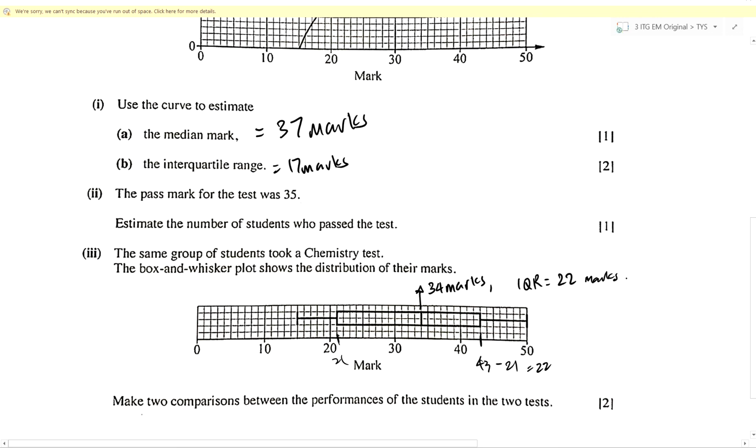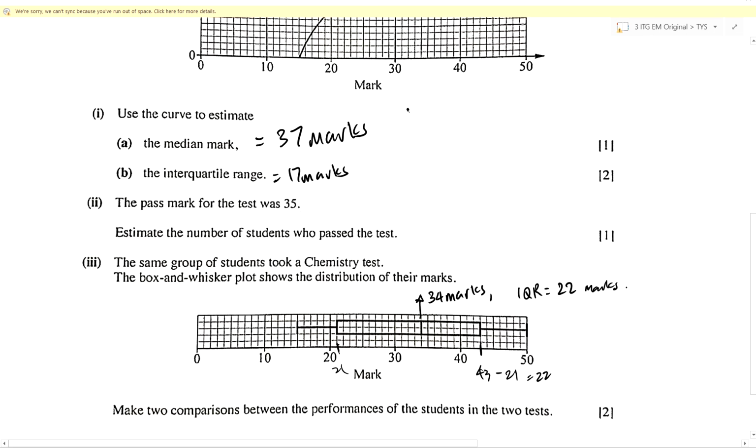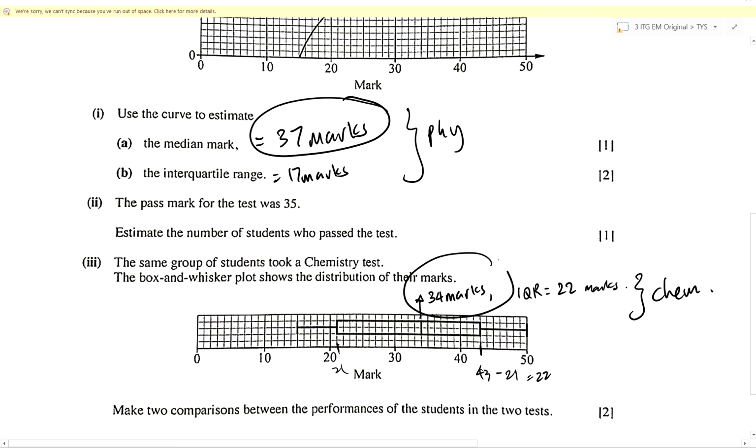Make 2 comparisons. Standard way of answering. First, you compare the performance. Performance will be the median, comparing the median in this case. So in the first cumulative graph, this is for physics. And this is for chemistry. In physics, the median of 37 is greater than the median for chemistry. This tells me that the students perform better in physics, generally. So that is the performance. That is one comparison already.